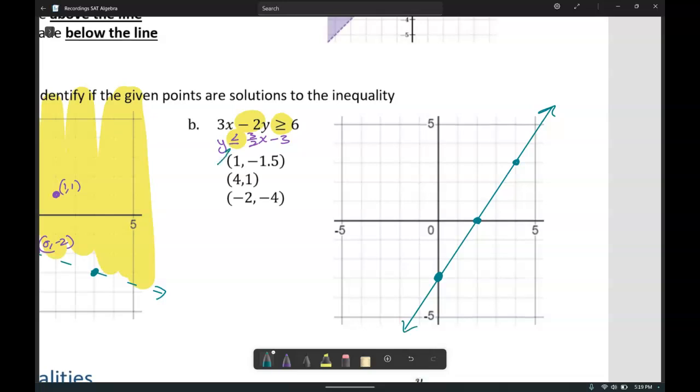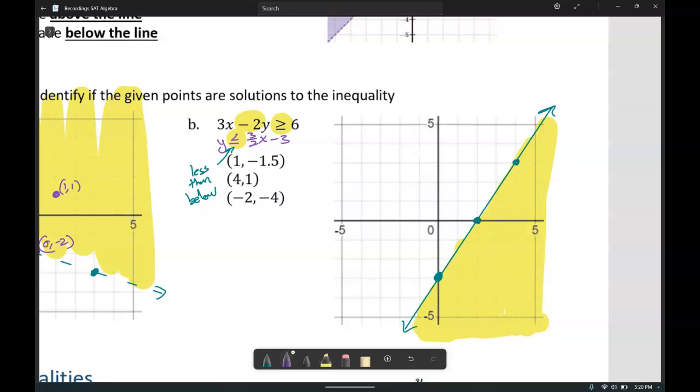And we look and we see the inequality is less than, so we're going to shade below the line. So we're going to go to the underside of our line, and we're going to shade this area in. And let's go ahead and look at a couple more examples for points.